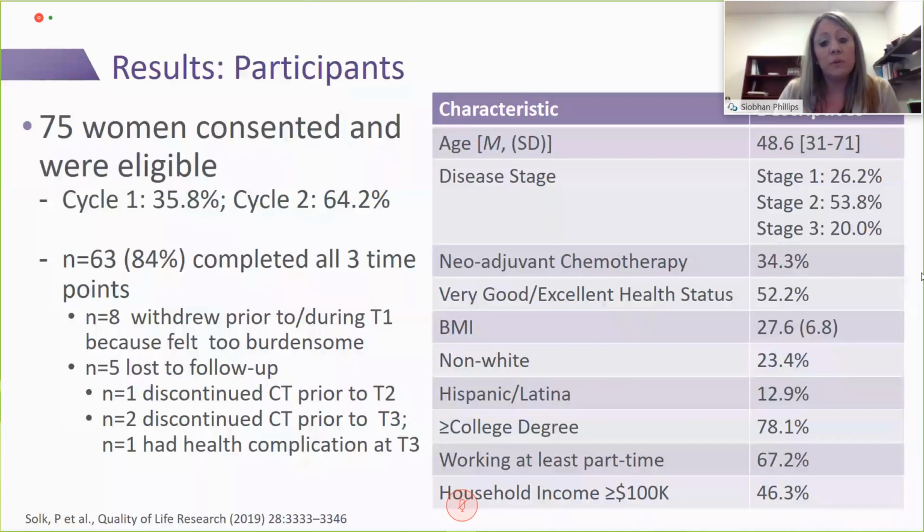In general, our sample looked pretty similar to the typical breast cancer survivor population or breast cancer patient population. They were 48 and a half years old on average, mostly early stage disease. About half reported very good to excellent status. Most were on average overweight. About 23% of our sample was non-white and 13% was Hispanic or Latino. Most were highly educated, working at least part-time, and about half were pretty high income.